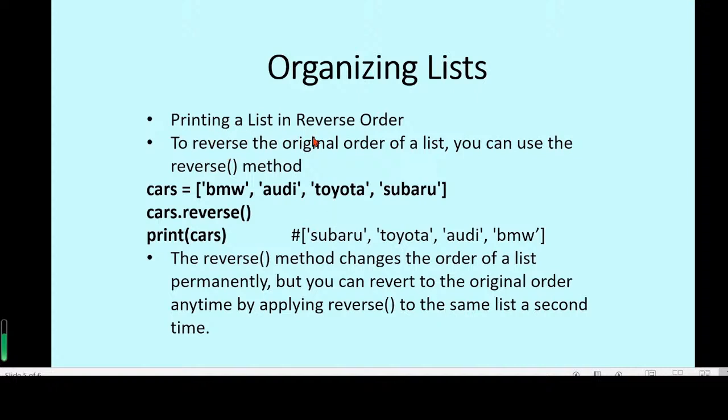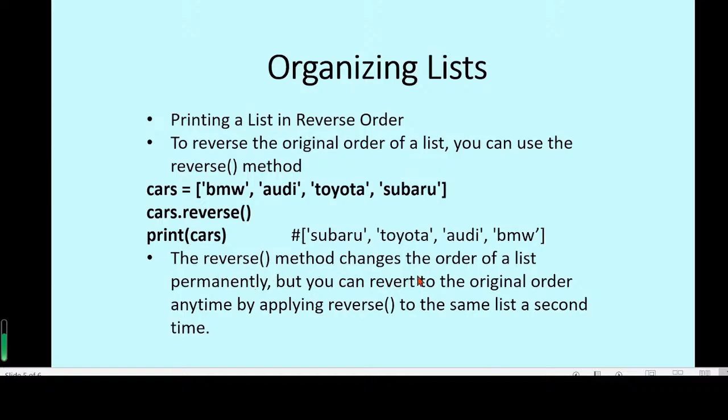So, print a list in reverse order. Just to reverse the original order of a list, which may not be the alphabetical order, you can use the reverse method. So this is the original list. If we use cars.reverse and print cars, then the order of the elements is reversed. So the last one will be printed first.